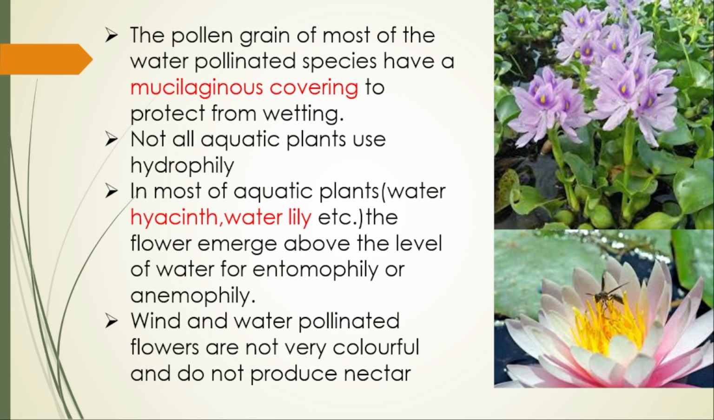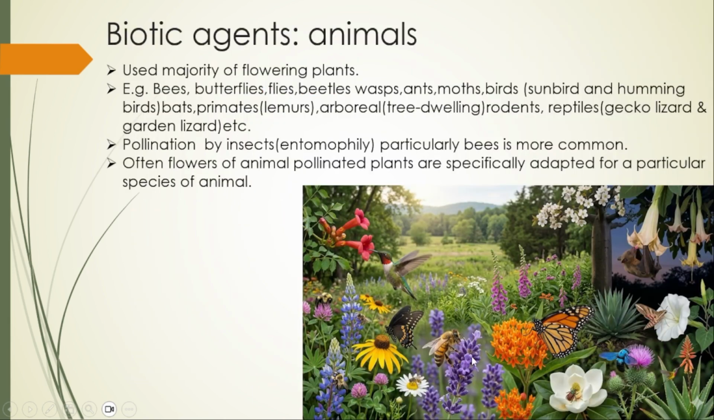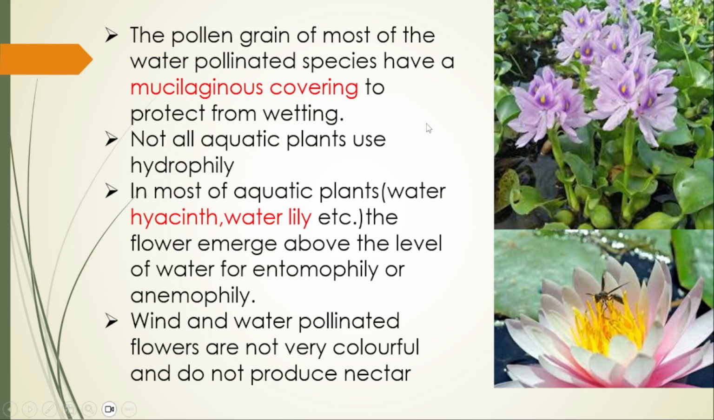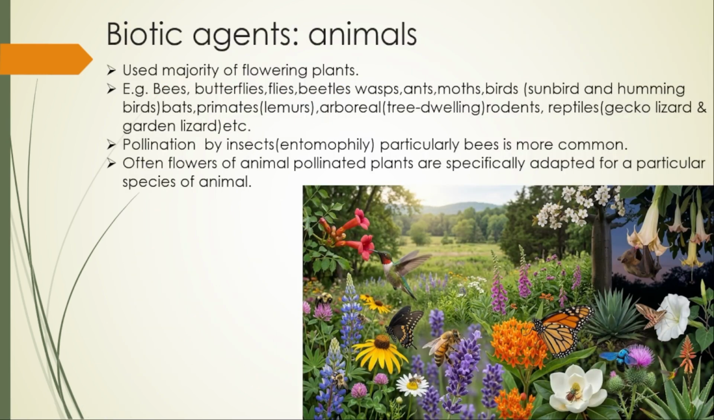Wind and water pollinated flowers are not very colorful and do not produce nectar, whereas in biotic pollinators, flowers will be very colorful and they produce nectar. Now let's talk about the biotic one. This is all about the abiotic. This is the biotic.